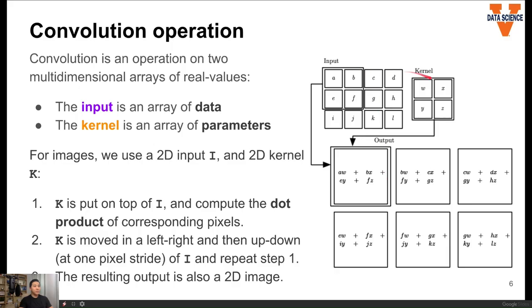Again, if we move this kernel one pixel to the right, now it's laid on top of the image like this, and we calculate the dot product again. As a result, B corresponds to W, C corresponds to X. So in the output image, we now have B times W plus C times X plus so on and so forth. We keep doing this, moving the kernel left to right, up and down the image, and as a result, we obtain an output 2D image of this dimension. So that's all about the convolution operation.